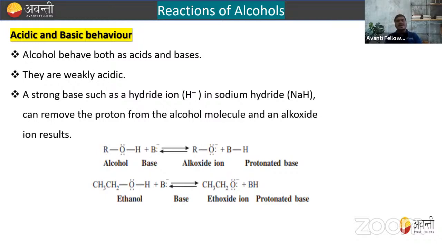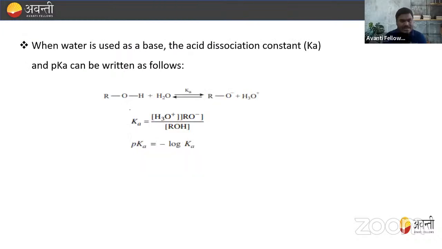A strong base such as a hydride ion H negative in sodium hydride NaH can remove the proton from the alcohol molecules and an alkoxide ion results. So this is the evidence that alcohol is acidic in nature. Whenever the alcohol reacts with the base, an alkoxide ion will be formed, right? Similarly, this is the example, this is ethanol, and when this reacts with the base, the ethoxide ion and protonated base are formed. This suggests that alcohol is acidic in nature.